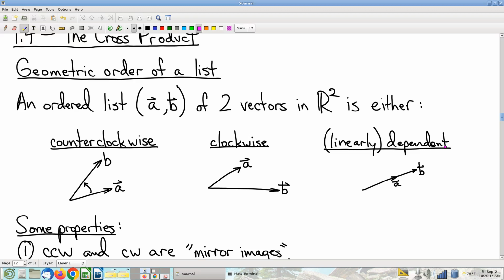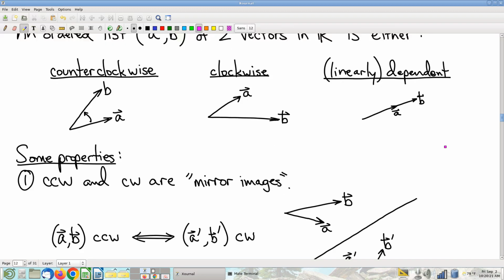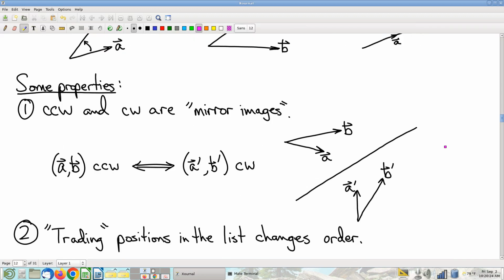Anyway, nevertheless, still a very natural, relatable geometric concept. So let me point out some properties of it. I like to say they're mirror images of each other. And what I mean by this is if you have a pair, let's look at A and B here. This A and B, as drawn here, that's a counterclockwise pair.